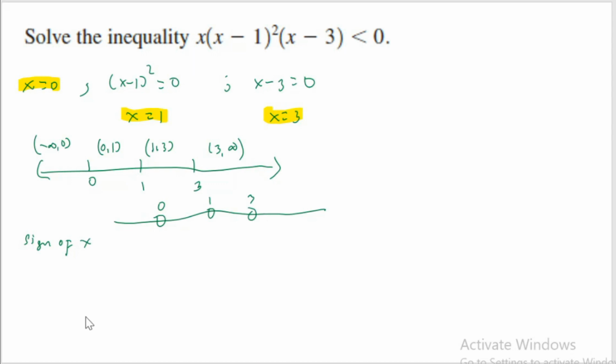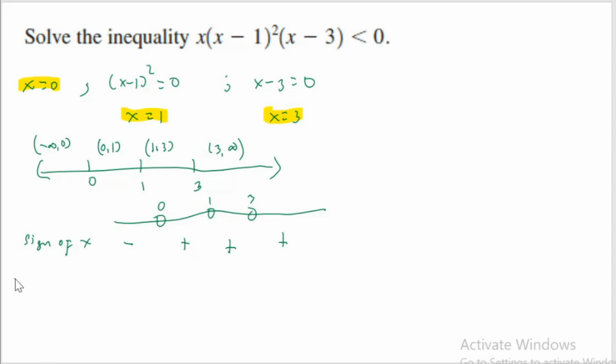Okay, so let's take a value that is under this interval. Shall we say negative 1? So when x is negative 1, therefore it's negative. And in this side, from interval from 0 to 1, shall we say 0.5? So this is positive. And this one will be, shall we say x here is 2, therefore it's also positive. And here, shall we say x is 4, so therefore this is positive.